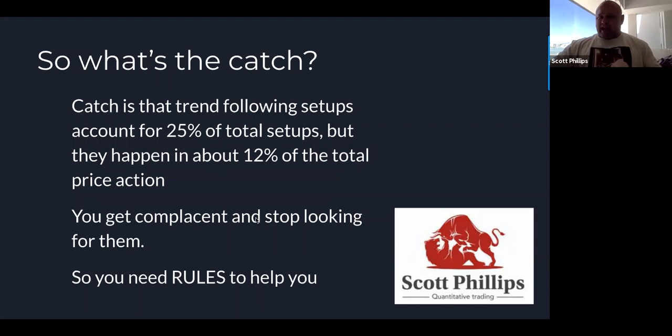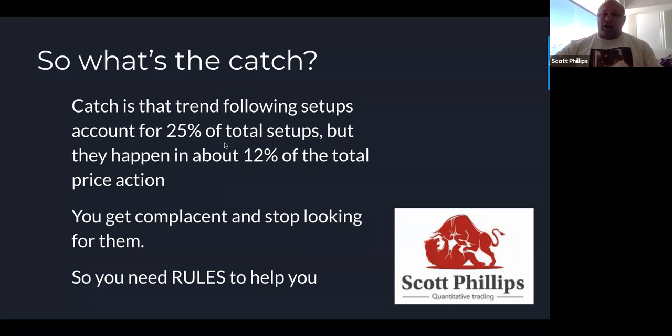So what's the catch? And there's always a catch. Nothing for free in finance. There's very few free lunches. So the catch is that trend following setups account for 25% of the total setups, but they only happen in about 12% of the total price action. This means that they're very, very rare. You can go 3 or 4 days without seeing a trend following setup. And so what happens is that it makes it difficult because you get complacent and stop looking for them, and then bam, you get smacked in the head and you miss them, and then you've missed out.